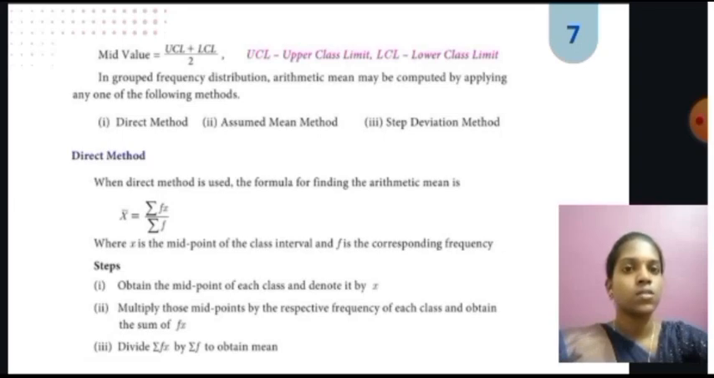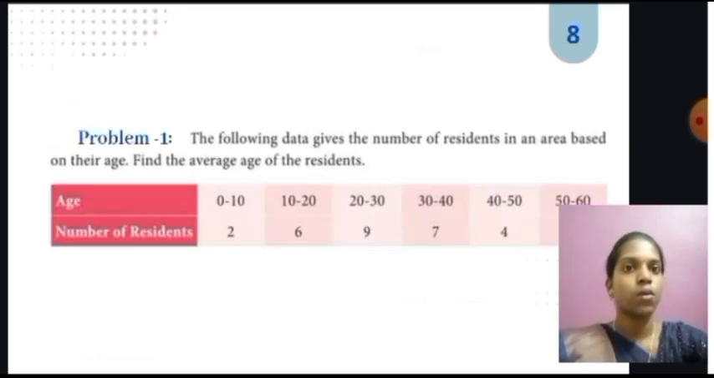Let's see the steps. First one, obtain the midpoint of each class and denote it by x. Second one is multiply those midpoints by the respective frequency of each class and obtain the sum of fx. And the final one is divide summation fx by summation f to obtain the mean. Problem 1: the following data gives the number of residents in an area based on their age. Find the average age of the residents.